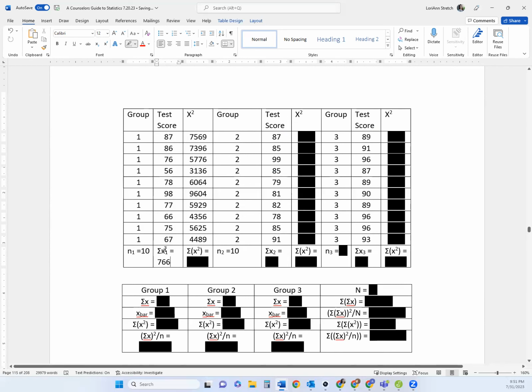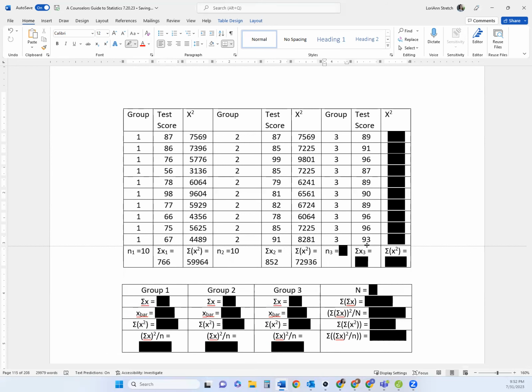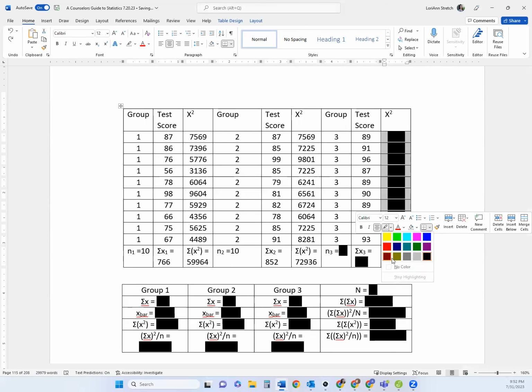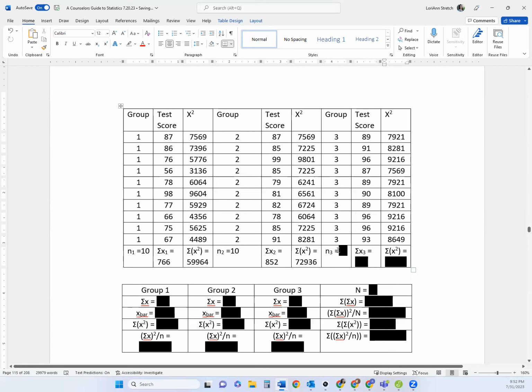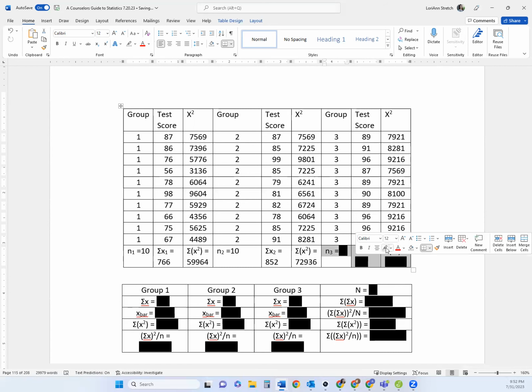So the summation of group 1 scores is 766. I'm going to square each one of these scores, and then I'm going to sum these squares. And when I do that, I'm going to get this. Same thing for group 2. Going to add them up. Got 10 in the group. Going to sum up the independent scores to 852. Going to square each of my scores, and I'm going to sum those squares. I'm going to do the same thing for group 3: square, and then add up each one of these columns.